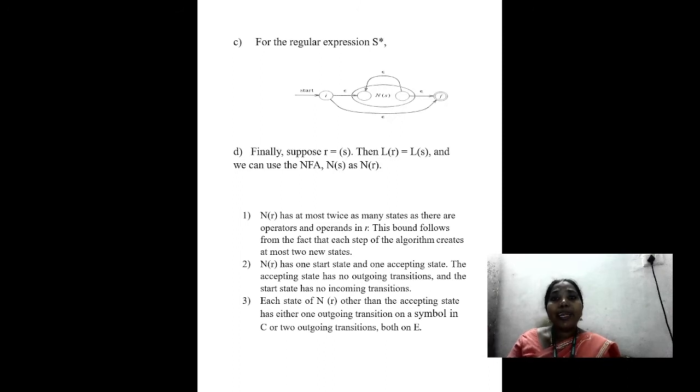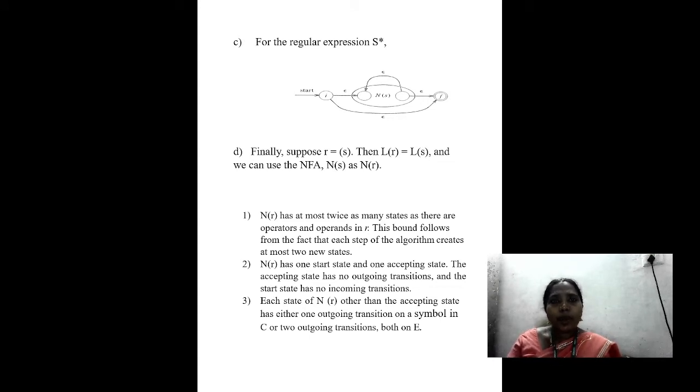Then comes the closure. I already said plus means positive closure. It means it is repeated one or more number of times, and star is Kleene closure. It is zero or more number of times. So, I am going to repeat N(s) n number of times. For the null transition, what I should do is, from the initial state to the final state, I will have one epsilon transition.